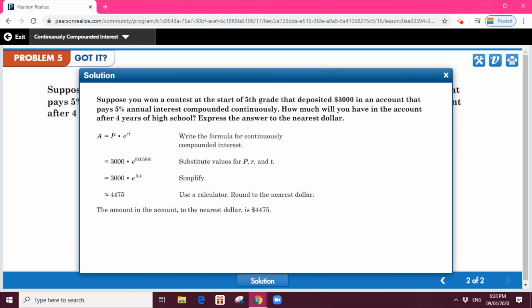Then simplify. So it means A equals 4,475. The amount in the account to the nearest dollar is approximately $4,475.